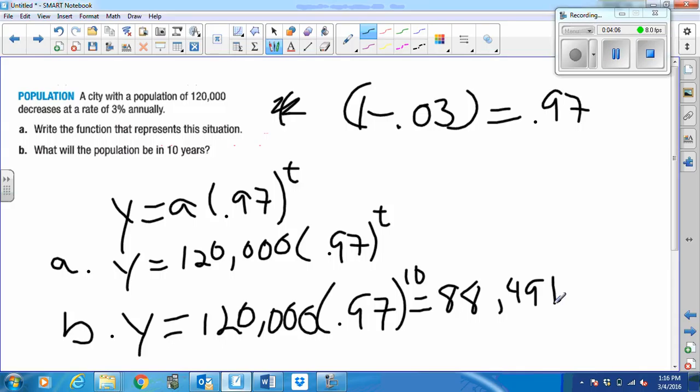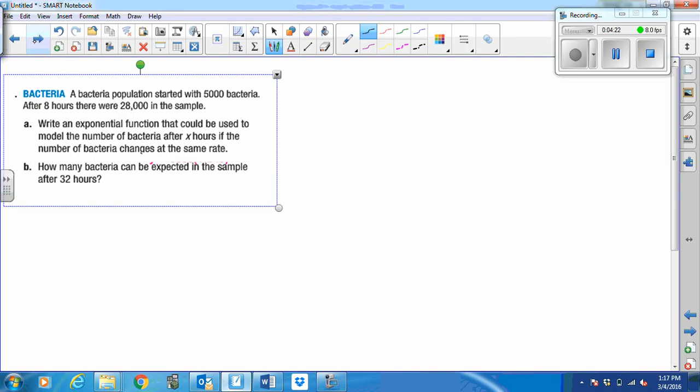Now, because I'm writing with my finger right now, I'm not going to put this answer into a sentence, but you should. Anytime you answer a word problem, you should answer in words so that I know you know what the answer means. So in 10 years, this city will have a population of 88,491 people.